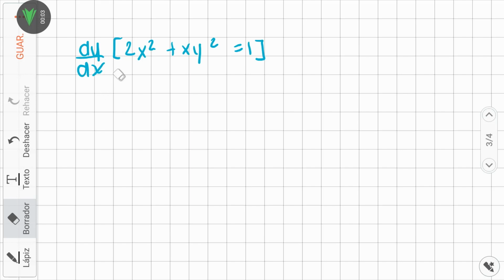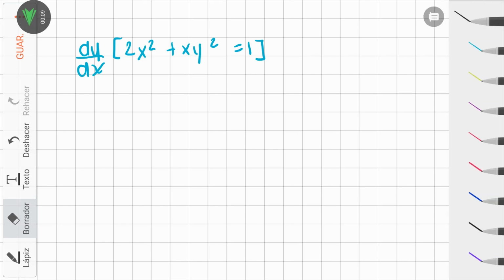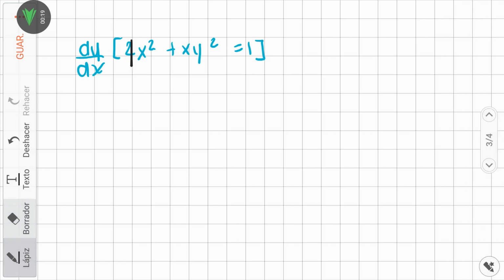Say you have dy/dx of 2x squared plus xy squared equals 1. The first step is simply to find the derivative of each term on both sides of the equation. The derivative of 2x squared is simply 4x due to the power rule. Then you have x times y squared, which is a product, so you have to apply the product rule. The product rule means the first one, in this case x, times the derivative of the second one. And the derivative of y squared is 2y.